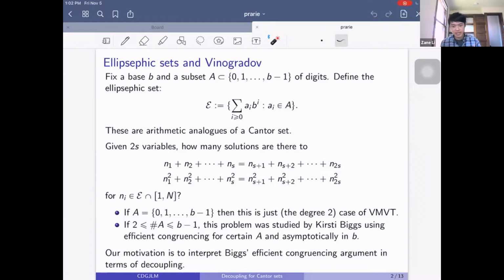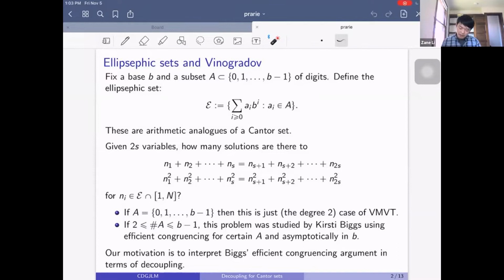The broader picture is that in 2015 and around those times, there were two proofs of Vinogradov's mean value theorem. One was an efficient congruencing proof, a number theory proof, and another was a harmonic analysis proof by Bourgain, Demeter, and Guth. Recently, in the last few years, there have been studies about how these proofs are related.